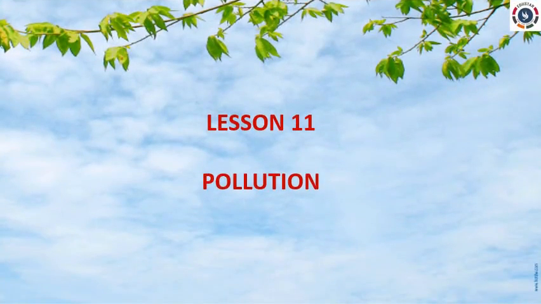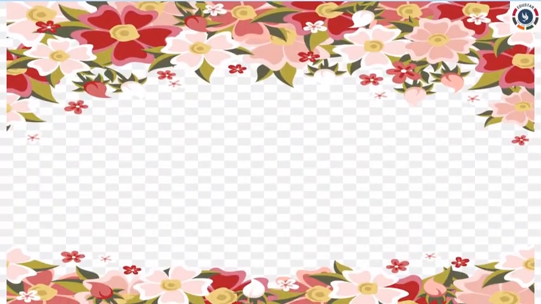Now, we will revise lesson 11, pollution. First, we will see about pollution. Pollution is the contamination of land, water and air by harmful substances. Such substances are known as pollutants or contaminants. Pollutants are of two types, natural pollutants and human-made pollutants. Examples of natural pollutants are volcanic eruption, forest fire, sandstorms, etc. Examples of human-made pollutants are pesticides, automobile exhaust, honking of horns, etc.